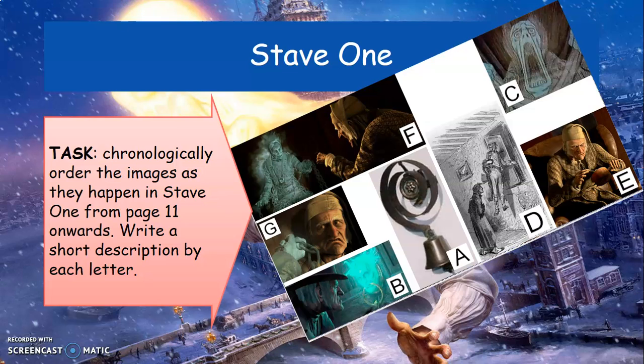Alright, a series of images on the board. I want you to chronologically order these images as they happen in Stage 1 from page 11 onwards, and write a short description by each letter. So chronologically, the time order in which they actually happen. For the short description, I'm looking for a sentence, maybe 1 or 2 sentences, but I don't want you to spend forever on this. So put down a letter and a quick description. Pause the video to complete this task.